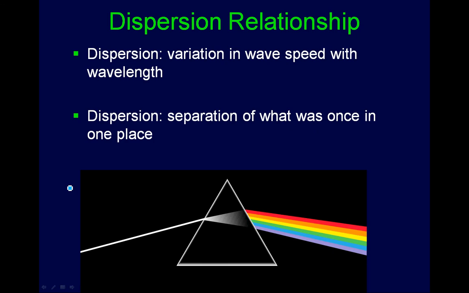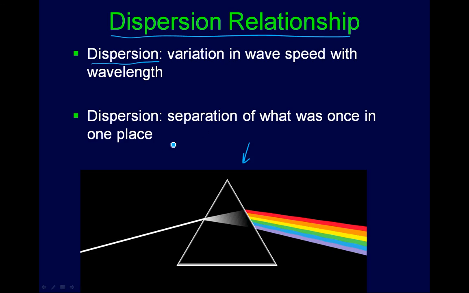One thing, just real quick, just a definition. I think just the word sometimes can throw people. They call this our dispersion relationship. And so we've seen dispersion. The example here from the Pink Floyd album cover is the variation in wave speed with wavelength.